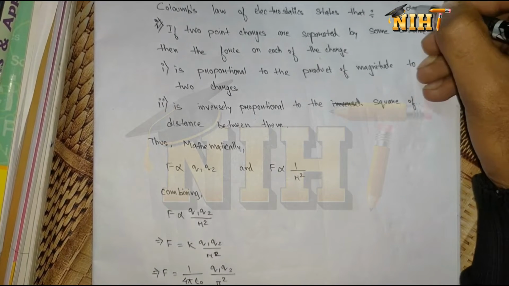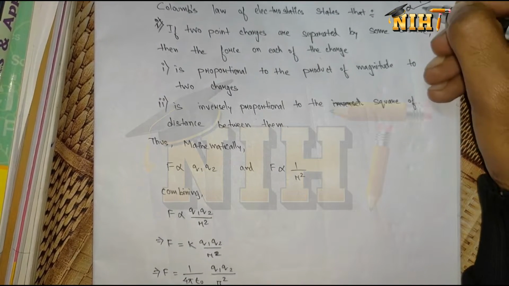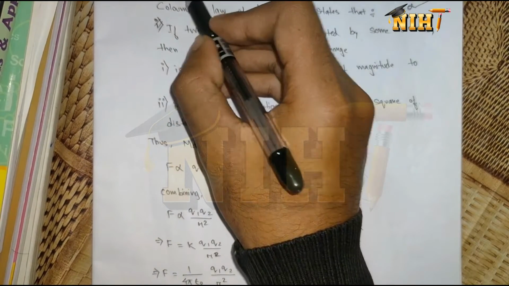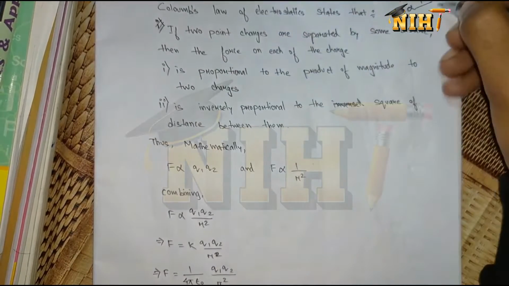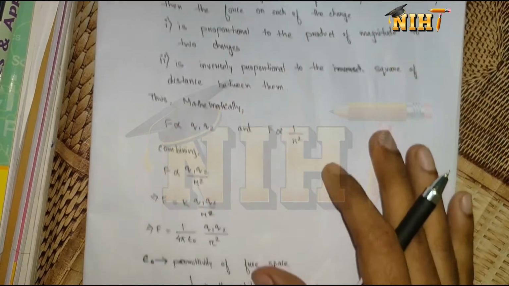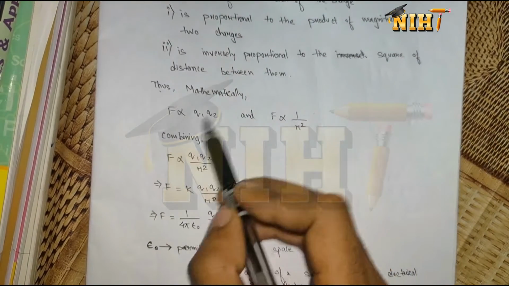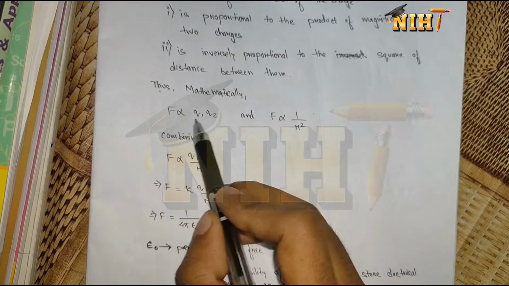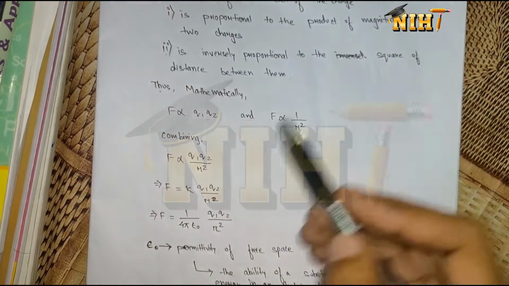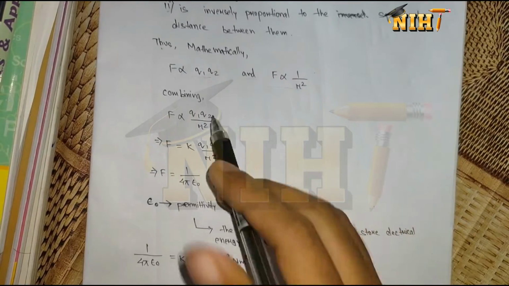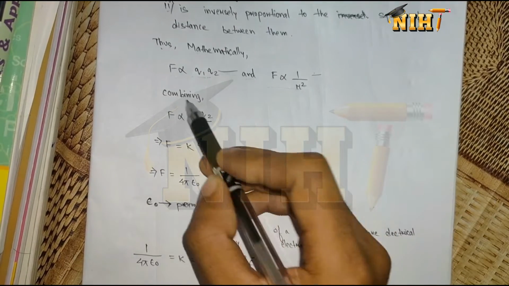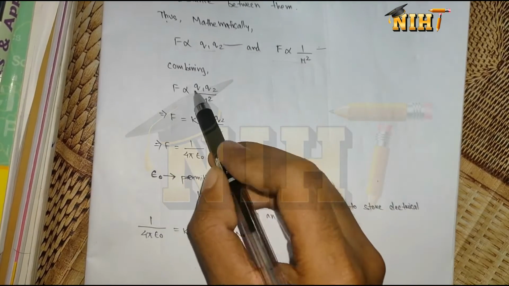F is inversely proportional, which means you will have to take 1 by something. Inversely proportional to the square of distance. So we have the distance of separation r, so it will be the square of distance. So F is inversely proportional to 1 by r square. Thus mathematically we can write F is proportional to q1 q2 and F is proportional to 1 by r square. So you have got this, and then we can combine this. As both of these are proportional to F, we can also write F is directly proportional to q1 q2 by r square.